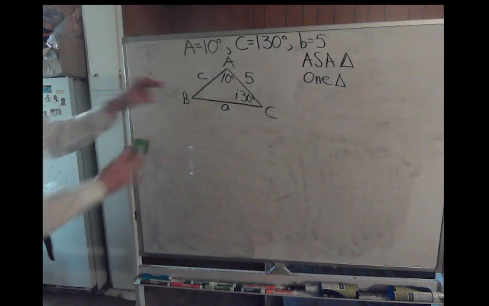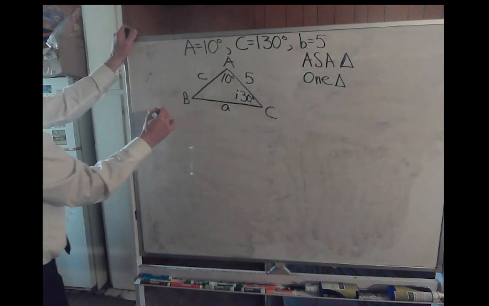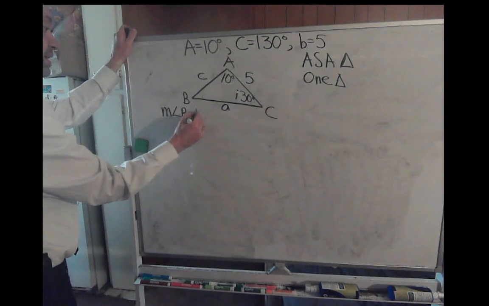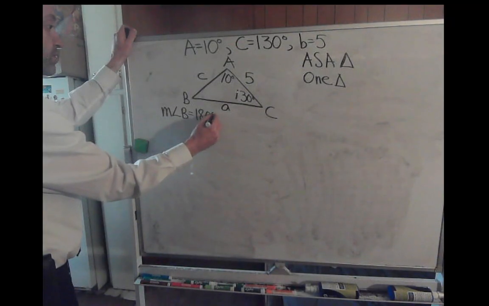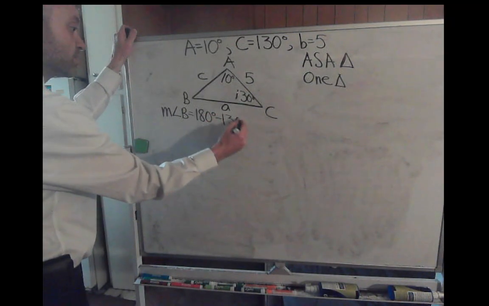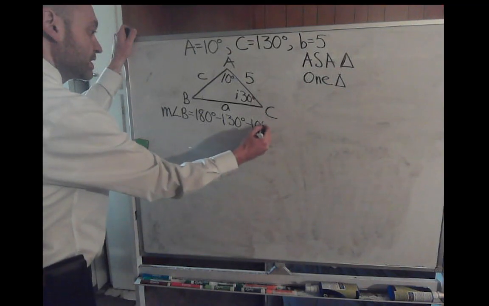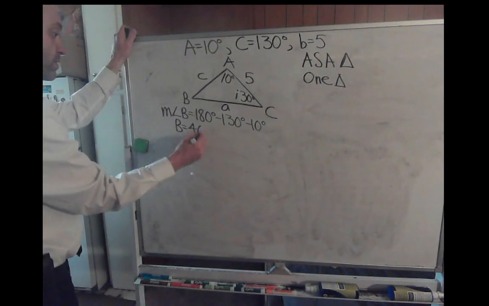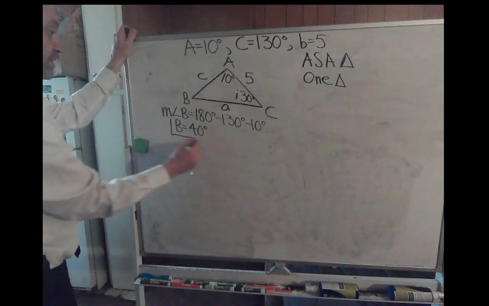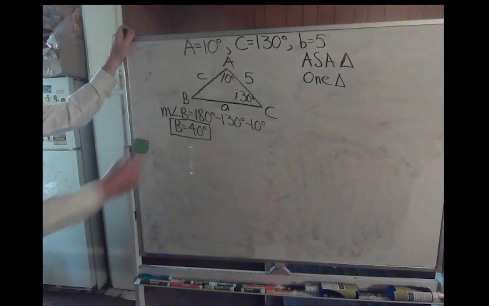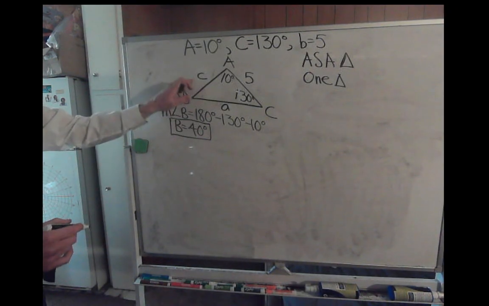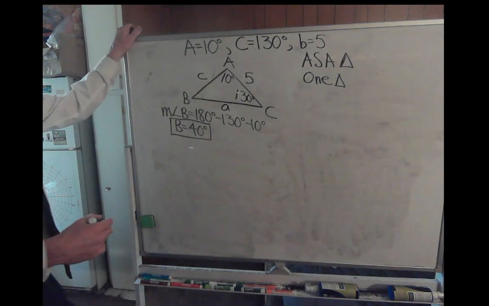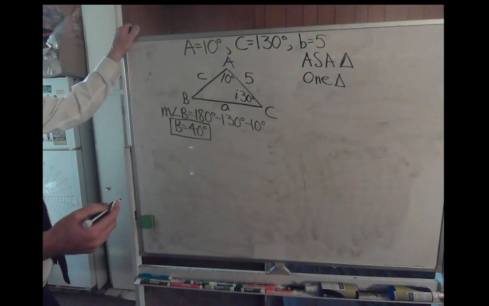Well, we know angles A and C, so angle B should be relatively easy to find. So measure of angle B would be 180 degrees minus 130 degrees minus that 10 degrees, which means angle B should equal 40 degrees. So that was relatively easy. Now what we don't know are sides A and C. So let's go ahead here, set up our law of sines ratios.